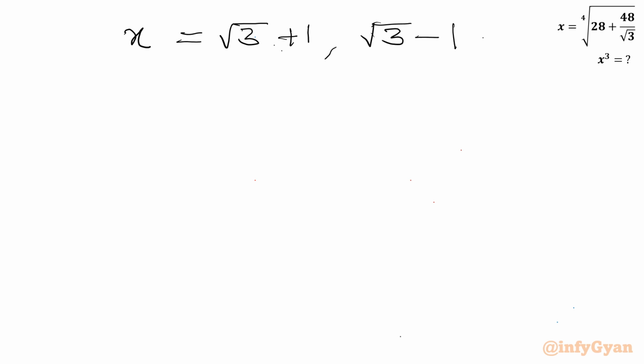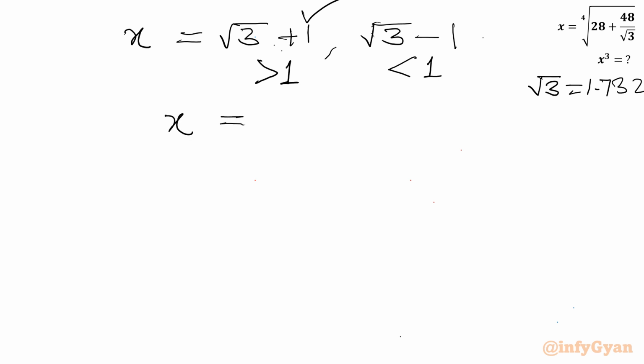Root 3 is 1.732 if I write it as a decimal value, approximately 1.732. So this value is always greater than 1 and this value is always less than 1. So we will accept x greater than 1. So our x value will be root 3 plus 1.